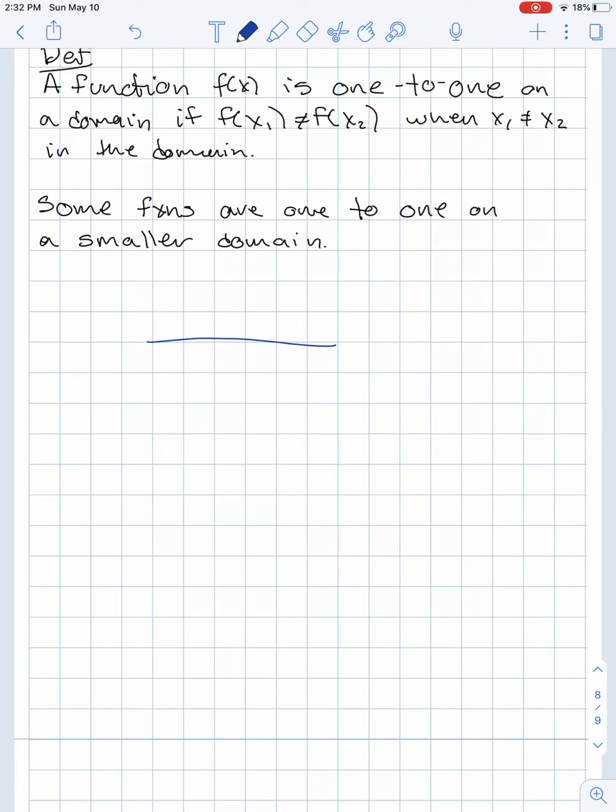So let's look at x squared. Well, that obviously isn't a 1-to-1 function, right? So if f of x equals x squared, well, I know that f at -1 is 1 and f at 1 is also 1. So it's not a 1-to-1 function. I have two inputs that give me the same output.